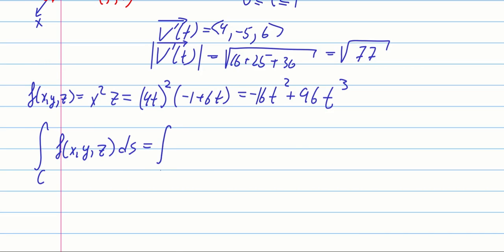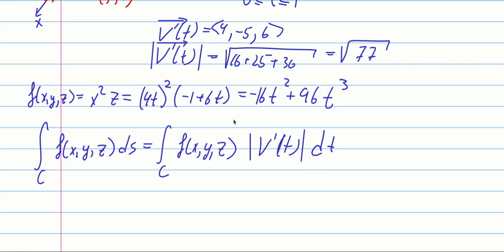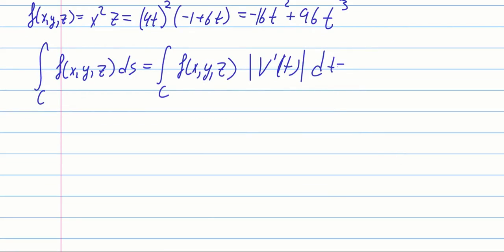So our line integral becomes the integral over c of f of x, y, and z ds, and we plug everything in. For ds we put magnitude of v prime of t dt. It's equal to the integral from 0 to 1 of negative 16t squared plus 96t cubed, and this expression times square root of 77 dt.